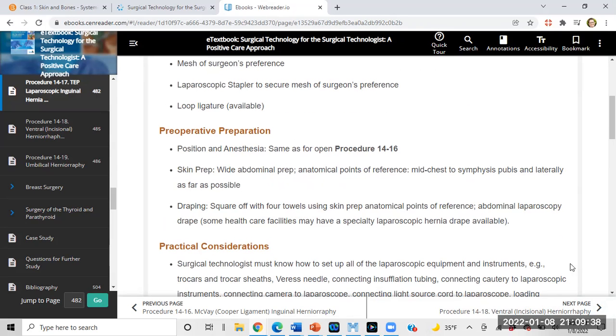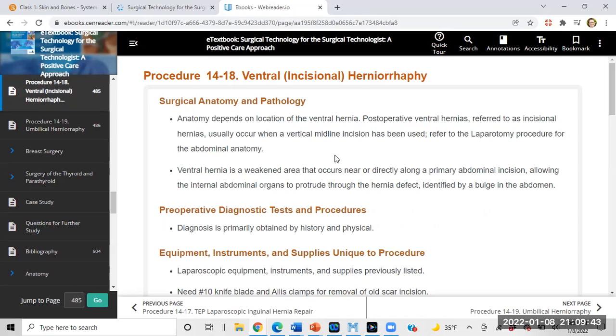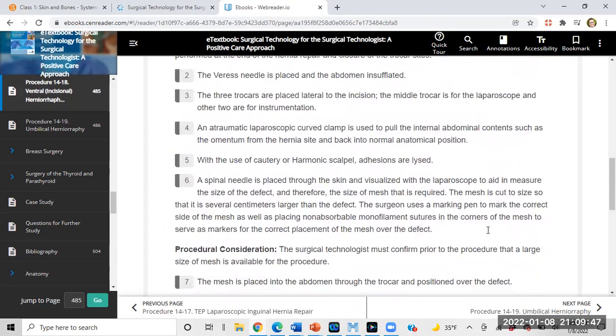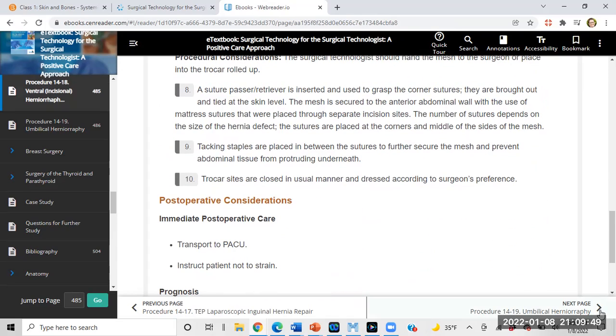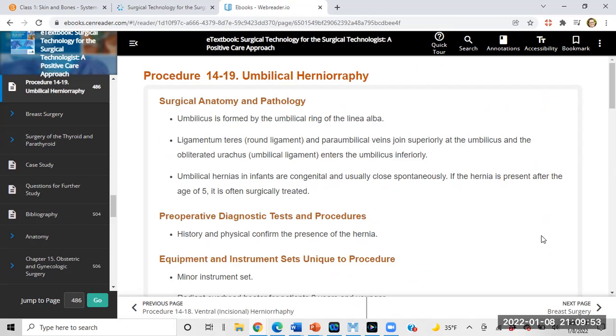Here's the laparoscopic inguinal. And then here's a ventral. This is on the front abdominal cavity, so it could be like an umbilical hernia, or the linea alba, I'm sorry. And then here is the umbilical one.